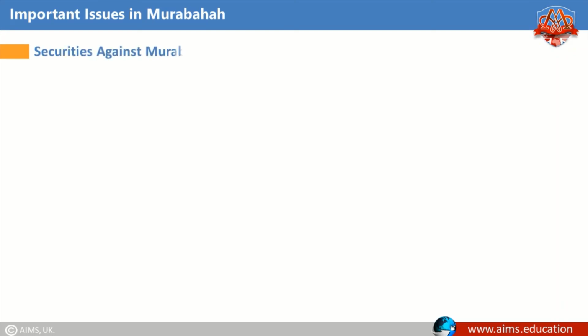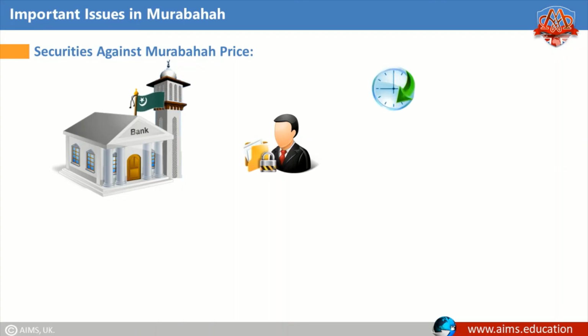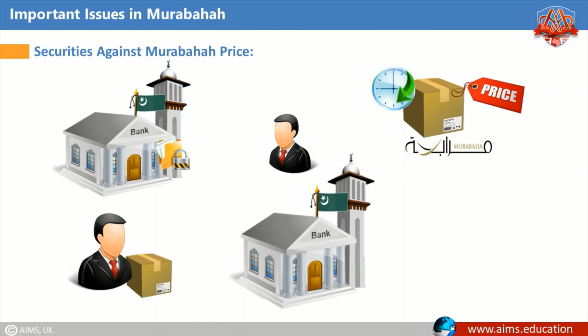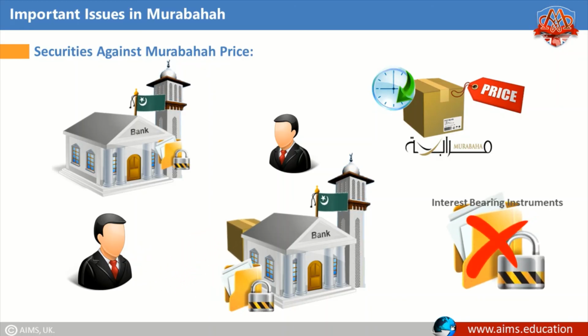Securities against the Murabaha price. The institution may ask the customer to furnish a security. However, the customer will furnish a security after the Murabaha price is determined. It is permissible that the sole commodity itself is given to the seller as a security. The interest-bearing instrument should not be taken as securities.